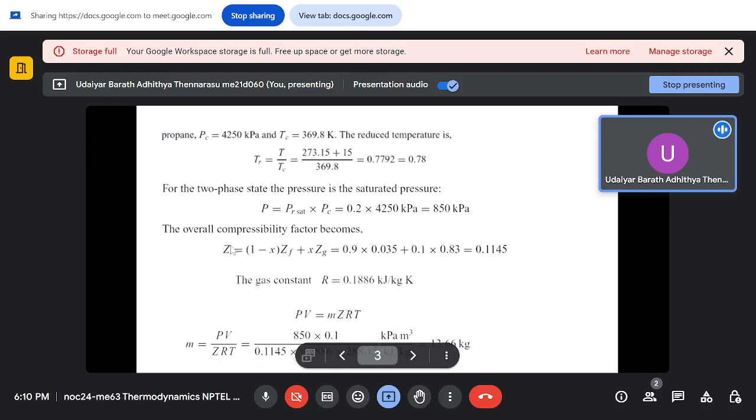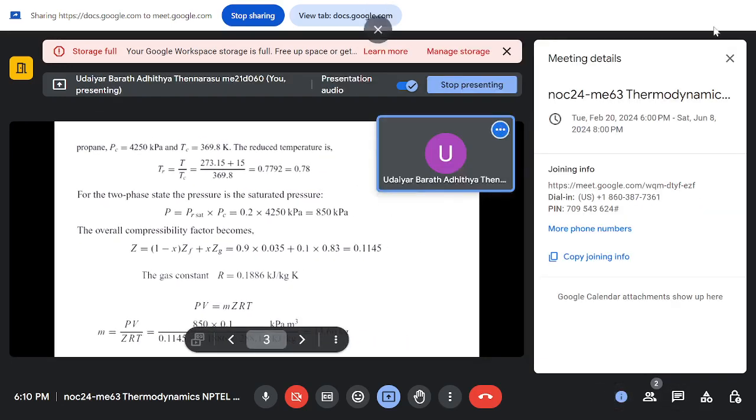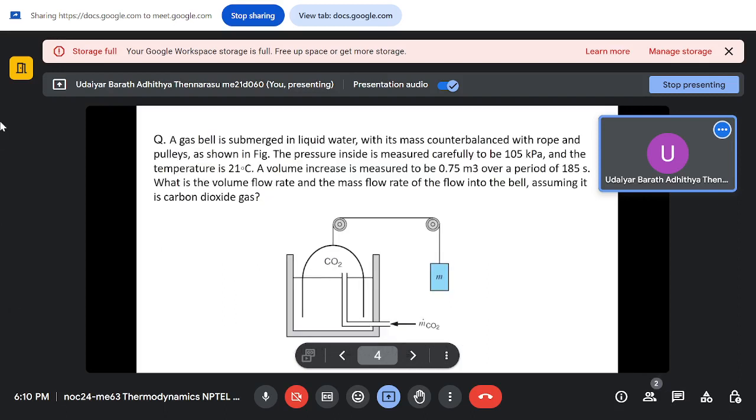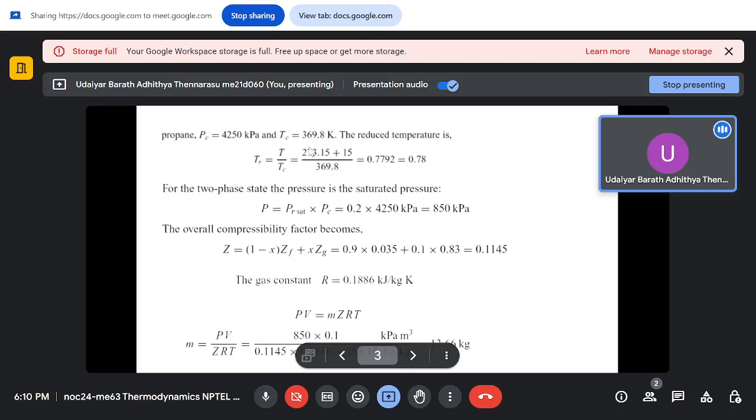Z, the overall compressibility, we have calculated. R we know, temperature is 15 degrees Celsius, or 273.15 plus 15 in Kelvin, and we know the pressure, which we have calculated as 850 kilopascal, and the volume is also given as 0.1. On substituting that, we will find that the mass is 12.66 kg. So that's how we calculated mass and pressure from the compressibility chart.